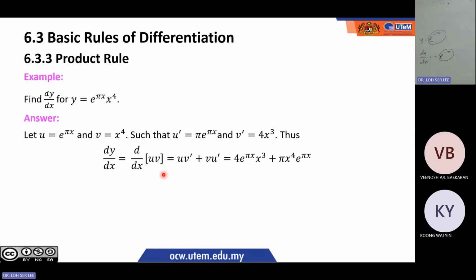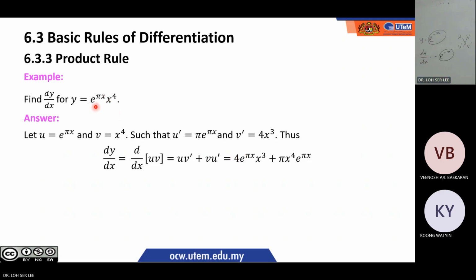So for this one, you can use u, v, u prime, v prime to get their corresponding derivatives. Then you just multiply this one times this one, and you sum the two products. Sum of the two products, then you get this.